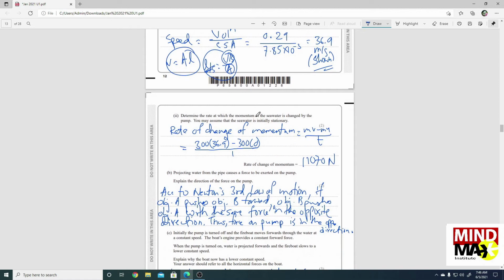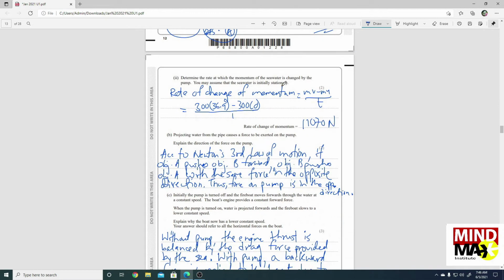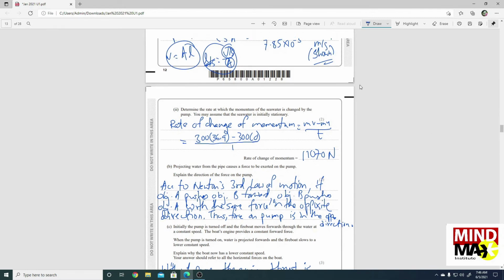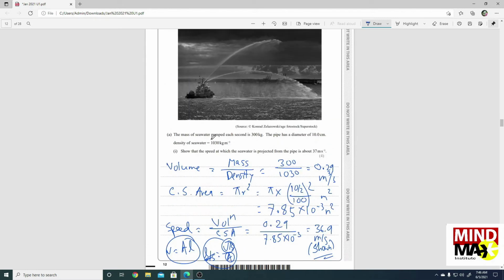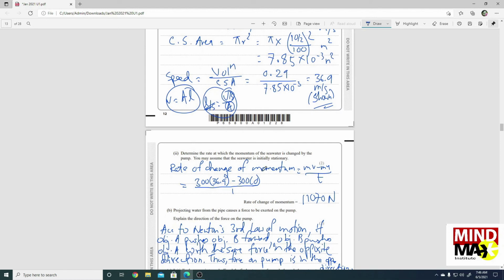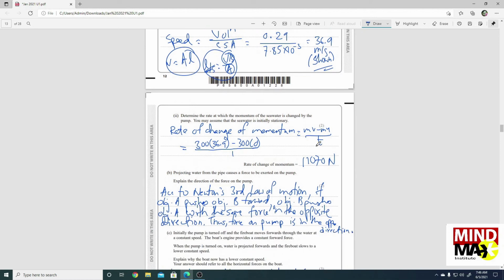The next one is: determine the rate at which the momentum of the sewer is changed by the pump. So rate of change of momentum means what? Force, basically. Force is rate of change of momentum. So the unit should be in Newton. And rate means per second. So we can see in the question's first part, it's mentioned directly that it's happening each second, the mass that's being pumped out each second. So the time is already 1. So we don't have to bother about the time.